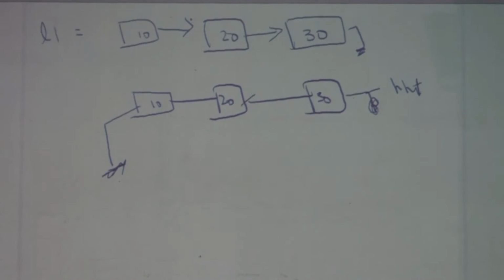And 30 should point to 20, or the node 30 should point to node 20, 20 should point to 10, 10 should be null, hence next should be null. Do you all agree? This is the reverse form of this list. Do you agree or not? Or if you don't agree, agree with me. This is how reversing will happen.